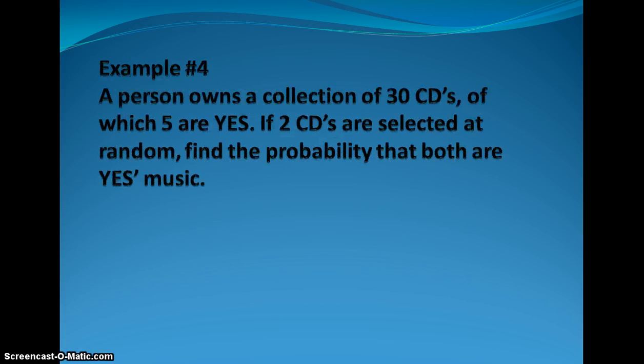So here's our example. A person owns a collection of 30 CDs. 5 of them are the yes CDs. They want to select 2 at random. They're not going to put the CD back in. So what we're going to have to look at here is, what's the probability that they pull out a yes CD first? They don't replace that CD. So now there's only 29 CDs in the batch. Only 4 of them would be good here. Only 4 of them are yes CDs.